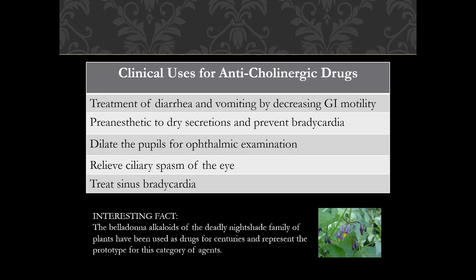Sometimes we would use anticholinergic drugs for treatment of diarrhea and vomiting because it decreases GI motility. As a pre-anesthetic to dry secretions and prevent bradycardia, to dilate the pupils for ophthalmic examination, to relieve ciliary spasm of the eye. Ciliary spasm are the ciliary muscles contracting and changing the lens size, and as it spasms, that can cause a lot of pain in your eye.